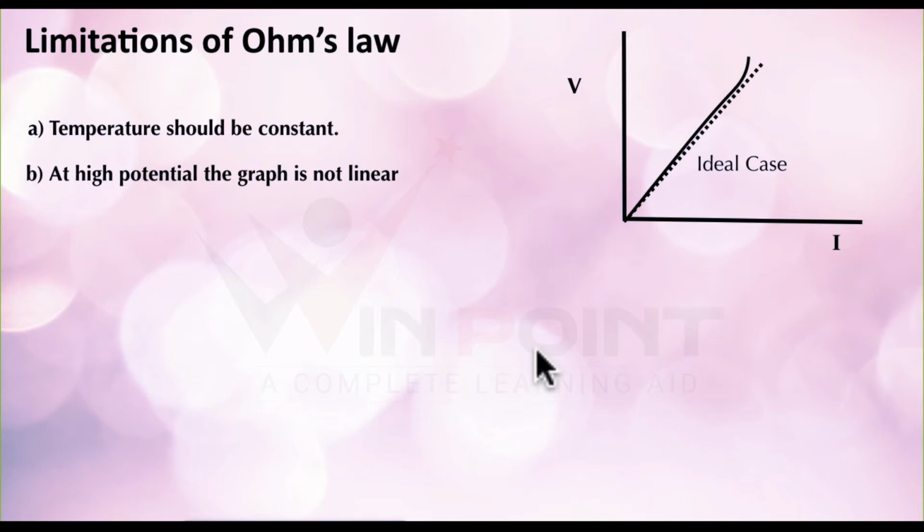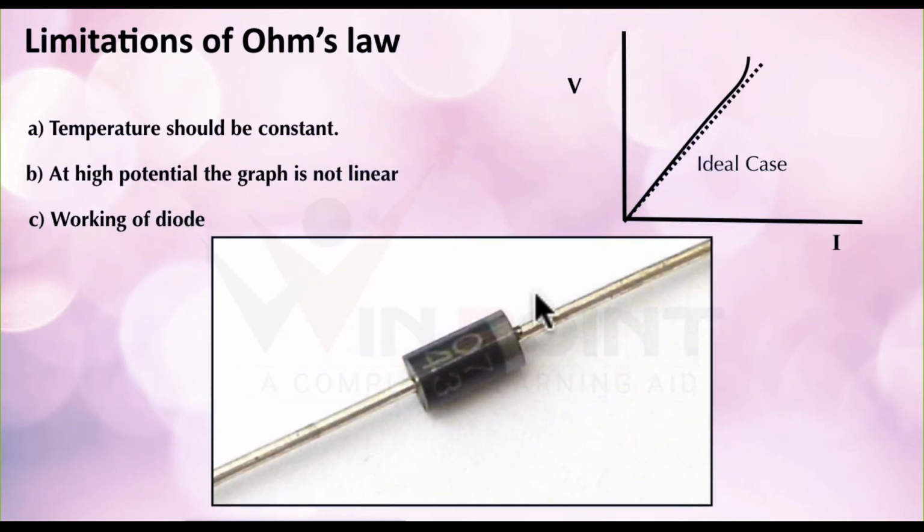Next one, working of diode. In this chapter you need not learn about the diode because we have a separate chapter for this, chapter number 14, semiconductor physics. In that chapter we will learn about the diode. When we observe the voltage-current graph of the diode, it is not following Ohm's law.